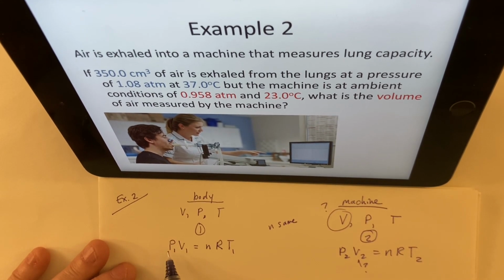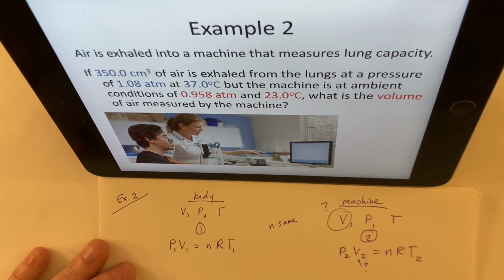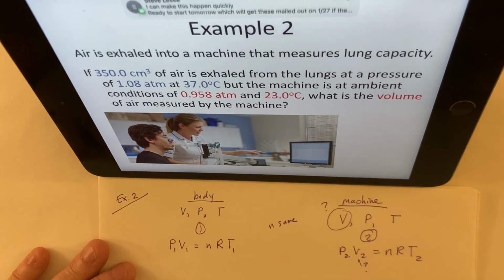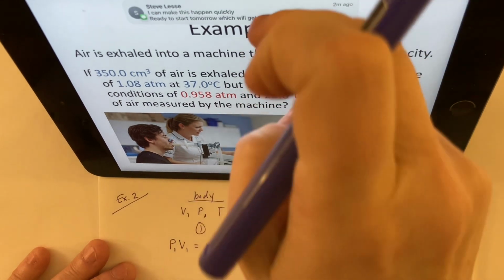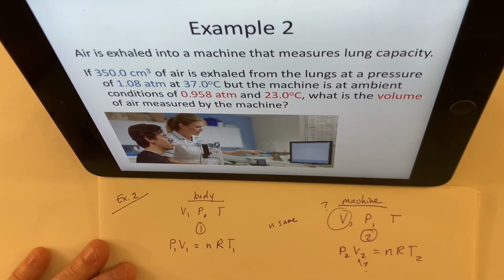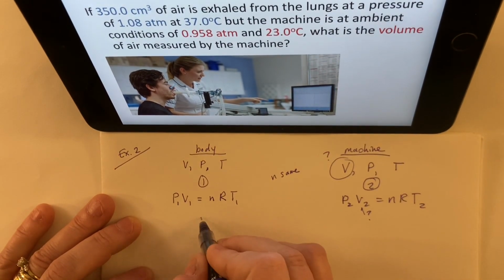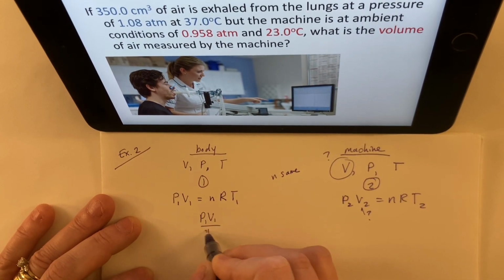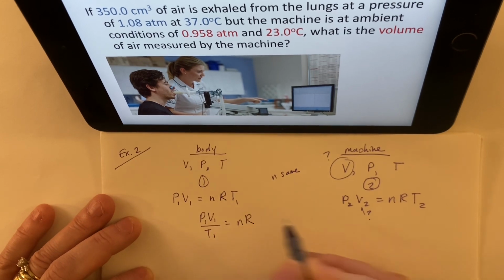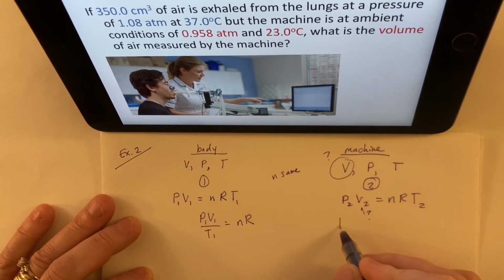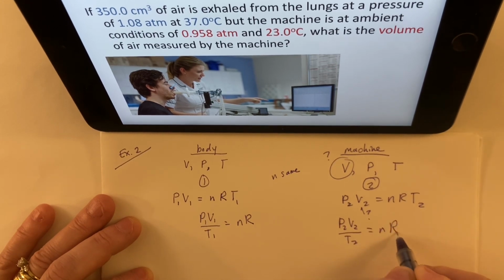So we have values for P1, V1, T1, P2, and T2. We don't have a value for n, so that's probably okay. But we do have a value for R. How about we bring that T1 over. P1V1 divided by T1 is equal to nR. And then over here, P2V2 divided by T2 is equal to nR.